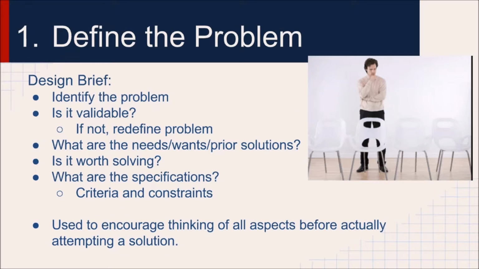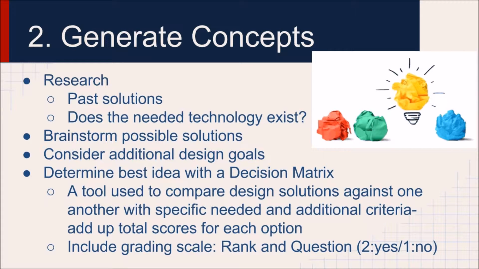Step 2 would be to generate concepts. You research, you see past solutions, and you determine whether this technology needs to exist. Then you brainstorm. You find possible solutions with many other people throwing anything out there. You consider additional design goals, and once you have multiple ideas, you determine the best one with a decision matrix. The decision matrix is a tool used to compare design solutions against one another with specific needed and additional criteria that add up to total scores for each option.